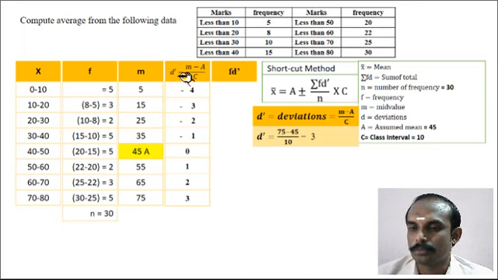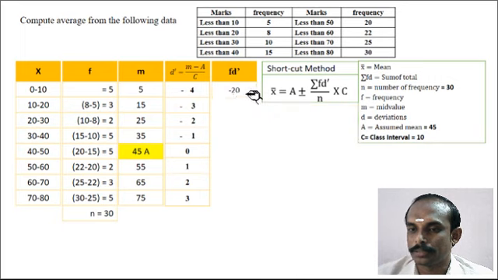The last column is f into d dash, f d dash. 5 into minus 4 is minus 20. 3 into minus 3 is minus 9. 2 into minus 2 is minus 4. 5 into minus 1 is minus 5. 5 into 0 is 0. 2 into 1 is 2. 3 into 2 is 6. 5 into 3 is 15.